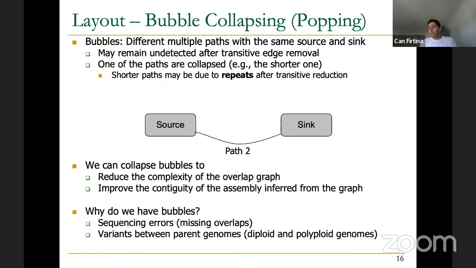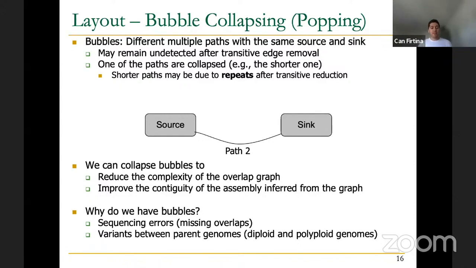So why do we have bubbles? Of course, there are multiple reasons for it. One reason is sequencing errors, in that we may be missing some of the overlaps between reads, and that may be creating a redundant connection between other nodes that would have been, let's say, solved with additional, more informative overlaps.